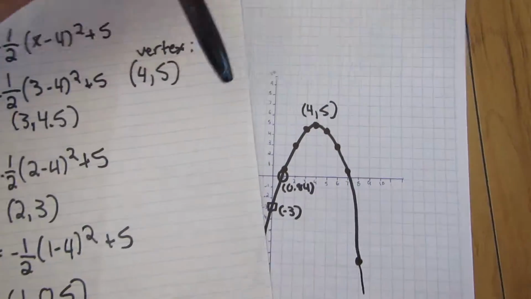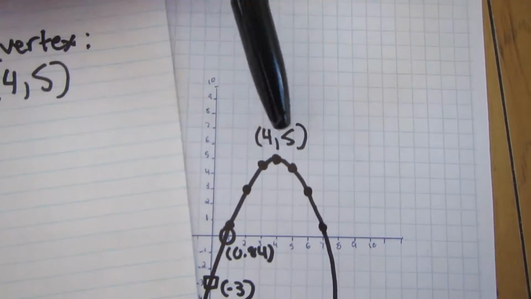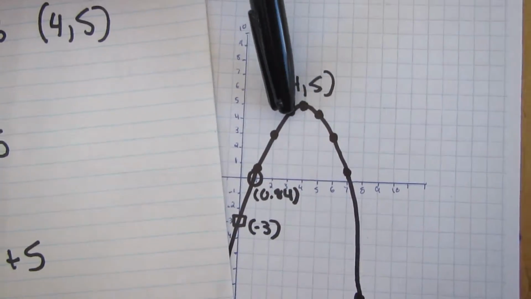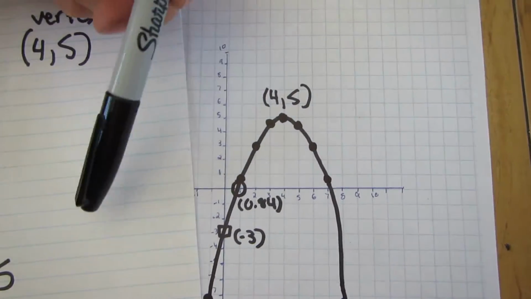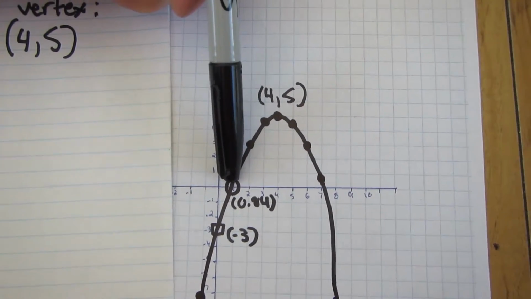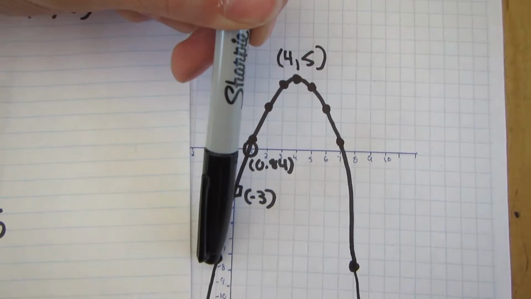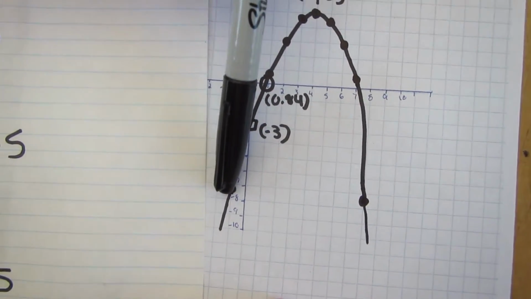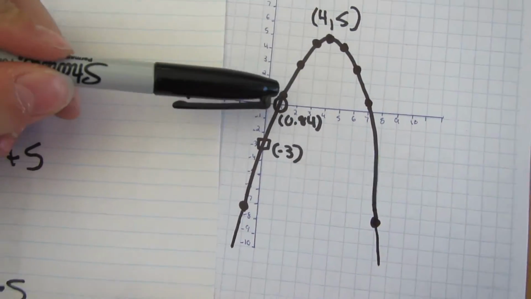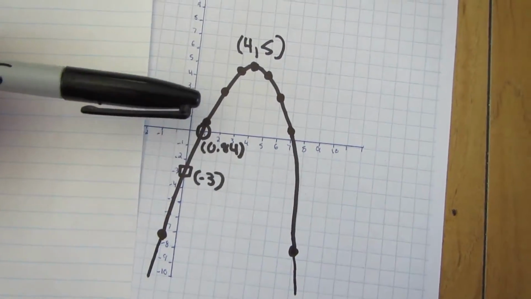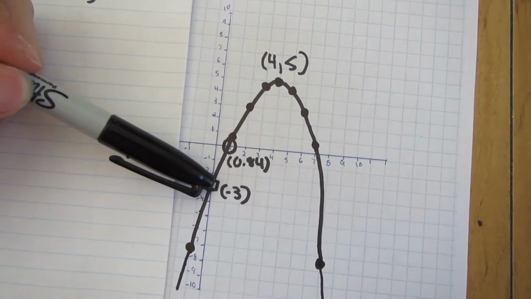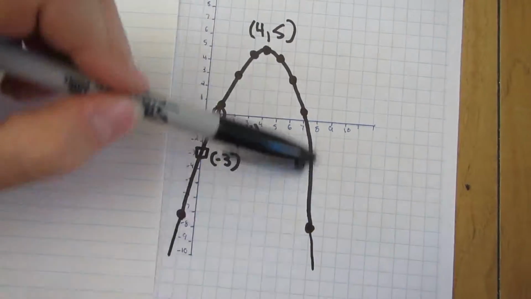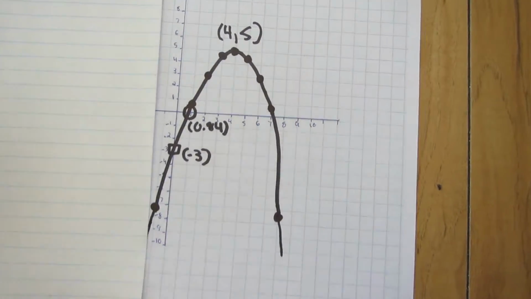So now what we're going to do, we're going to put the vertex 4, 5, then we're going to have 3, 4.5, 2, 3, 1, 0.5, and all the way down here, -1, -7.5. We also have our x-intercept of 0.84 and our y-intercept of -3. So once you have all this, you can graph your parabola.